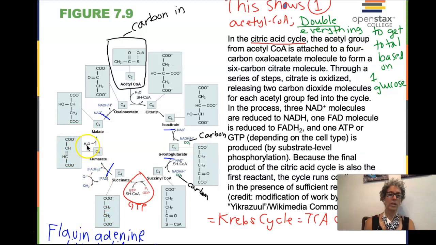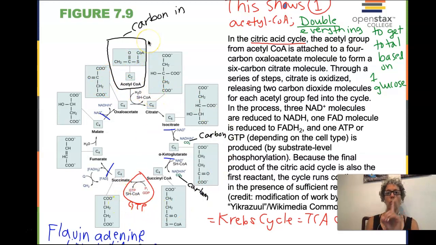We have a hydrolysis reaction where we add water to rearrange, and we have one final oxidation of malate to regenerate oxaloacetate, and we reduce our electron carrier to NADH, and now we're ready to take another acetyl coenzyme A in, bind it to oxaloacetate, and start the process.